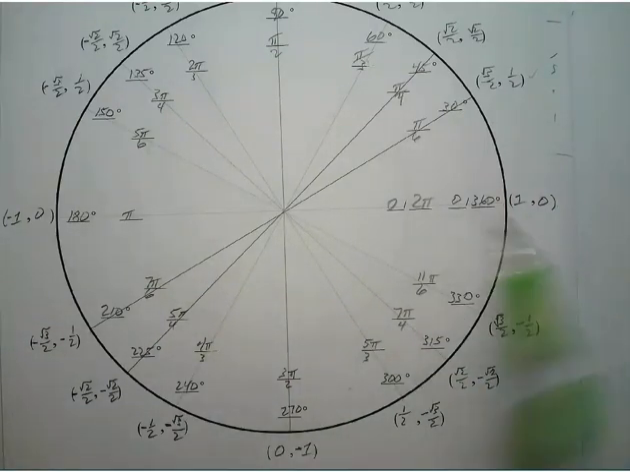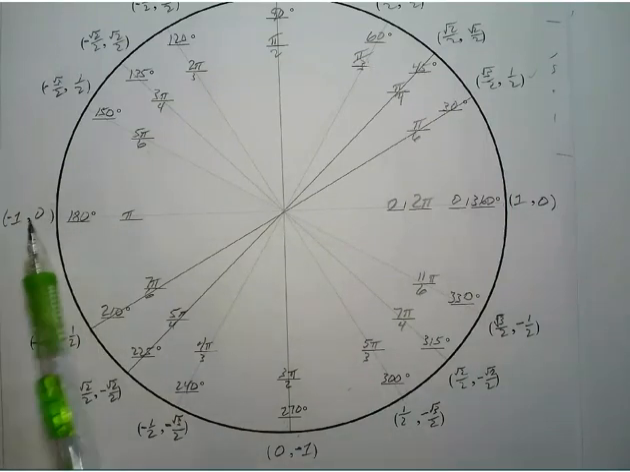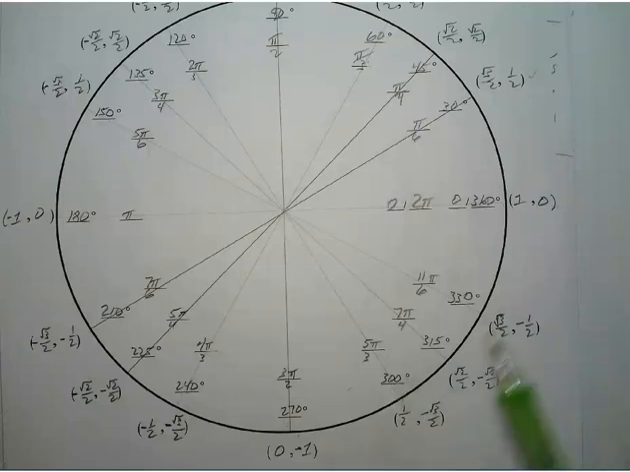So you can see how it still goes from, like I said, 6 pi over 6, 7 pi over 6, 8 pi over 6, 9 pi over 6, 10 pi over 6, 11 pi over 6, 12 pi over 6. Okay, got a little mixed up there. But you can see how every 30 degrees, it counts like that.